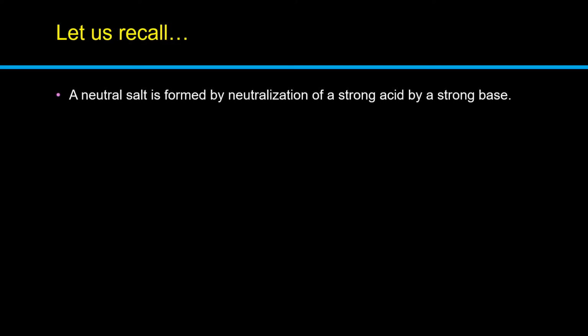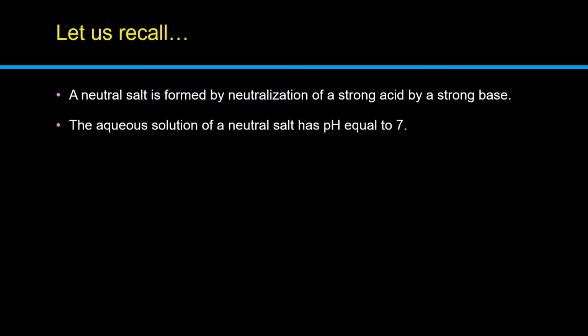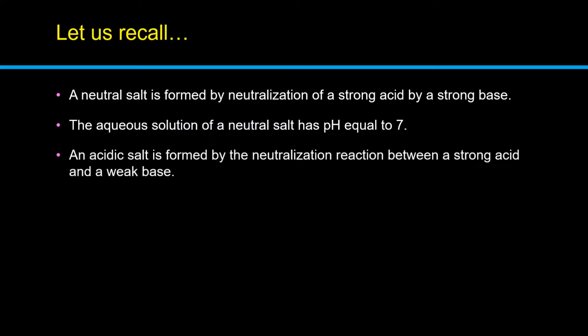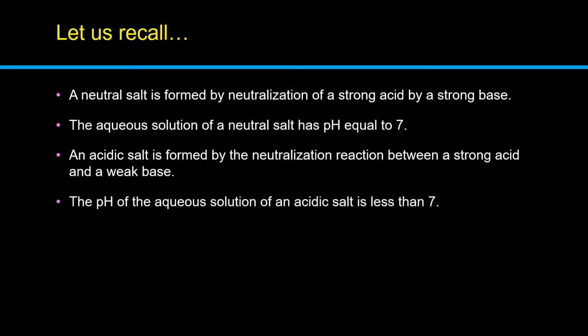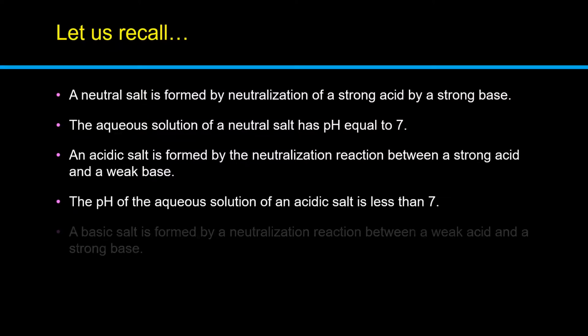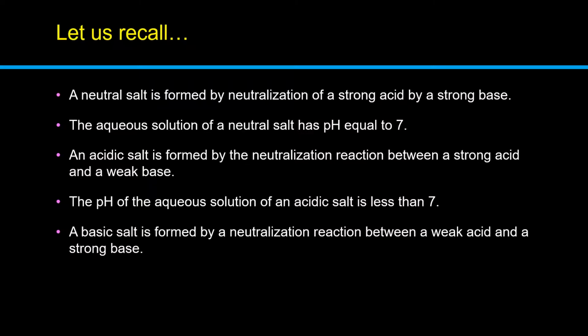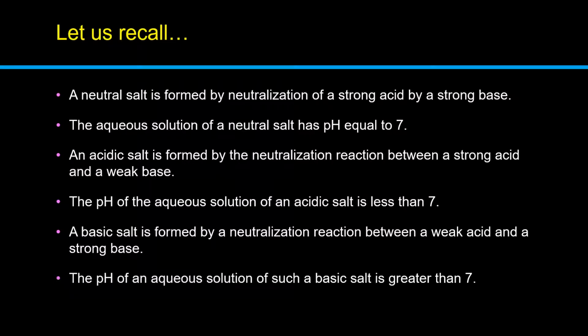A neutral salt is formed by neutralization of a strong acid by a strong base, as well as a weak acid and a weak base. The aqueous solution of a neutral salt has pH value of 7. An acidic salt is formed by neutralization between a strong acid and a weak base. The pH will be less than 7. A basic salt is formed by neutralization between a weak acid and a strong base, and the pH will be greater than 7.